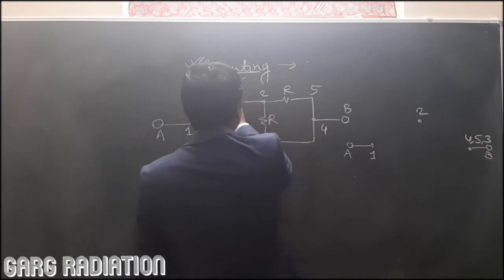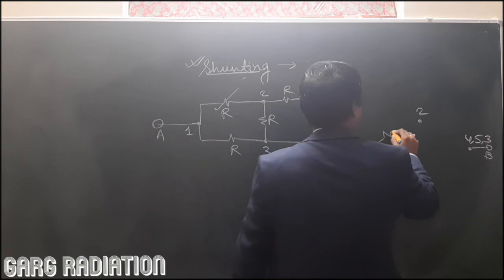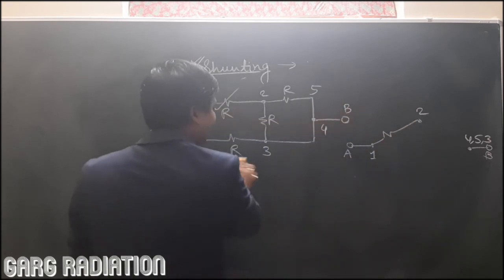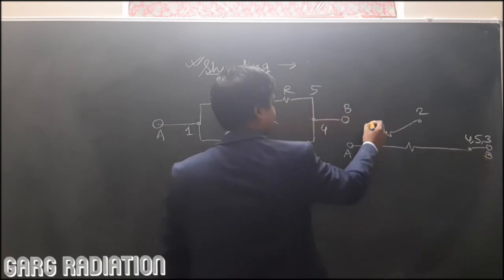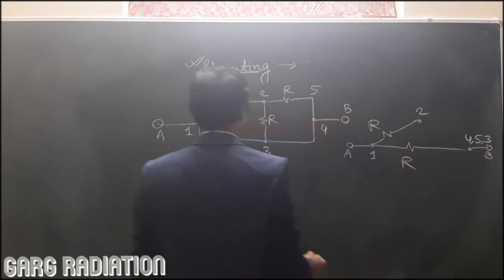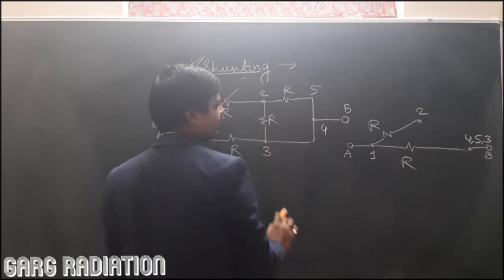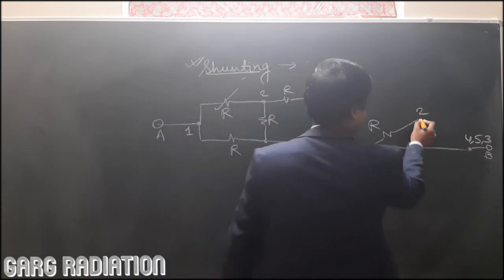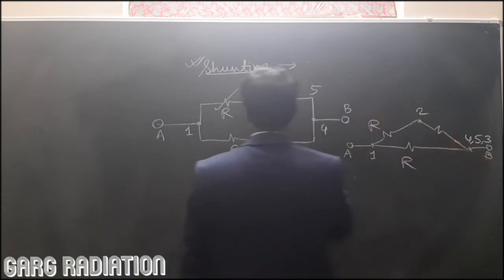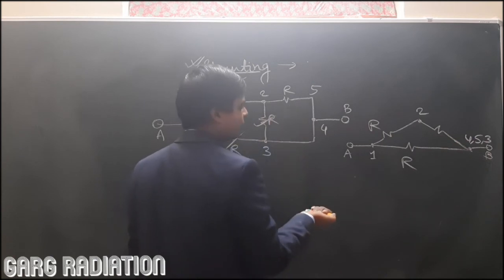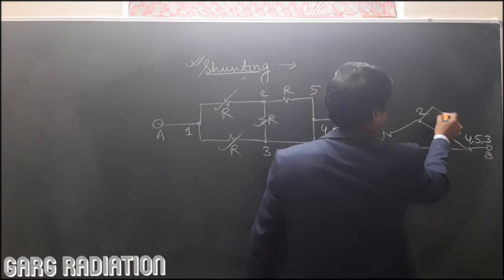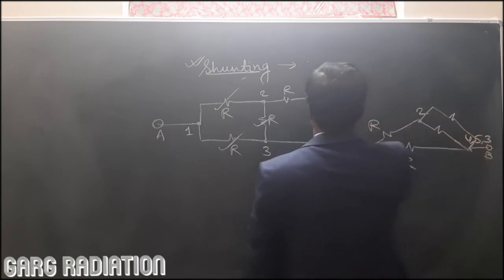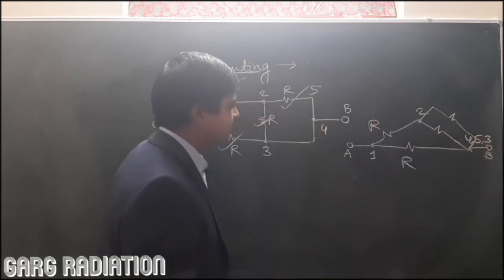Between 1 and 2 we have one resistance that we have drawn. Now between 1 and 3 we have one resistance, that also we have drawn. Between 2 and 3 we have one resistance, that we have drawn. So this is already over. And between 2 and 5 we have one resistance that we draw now. So this is also over. So all the resistances we have drawn.